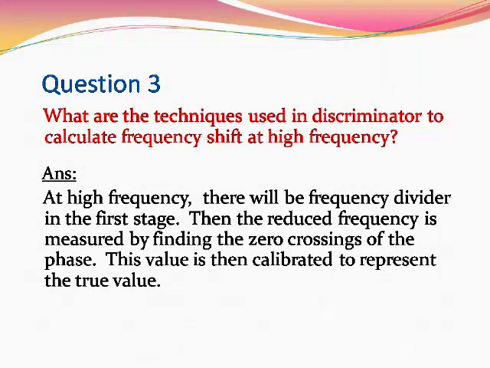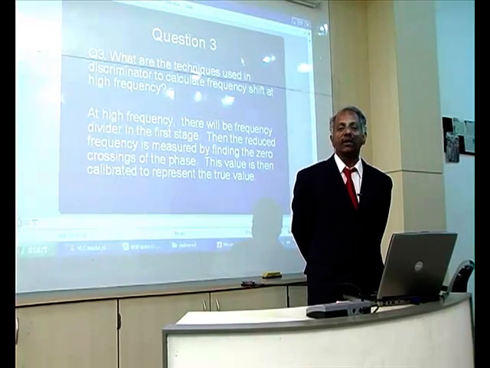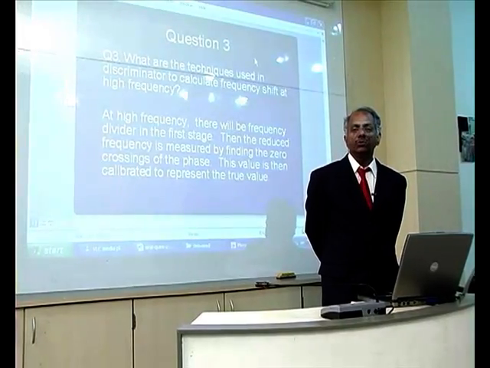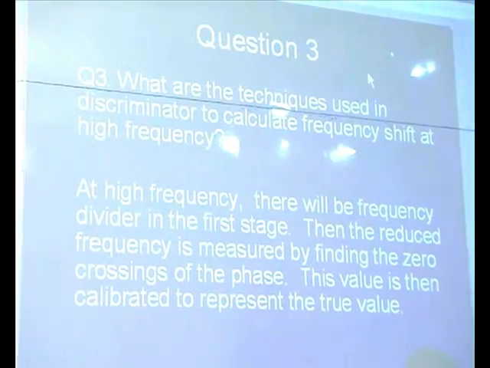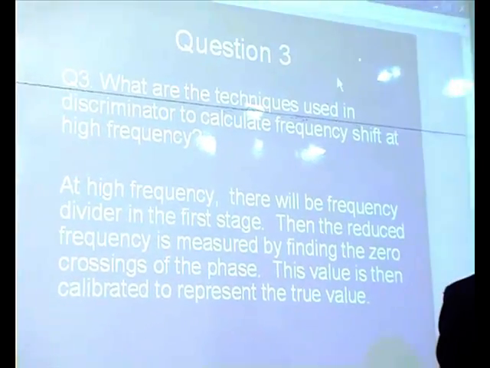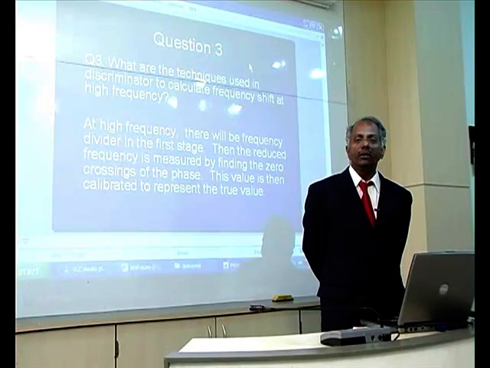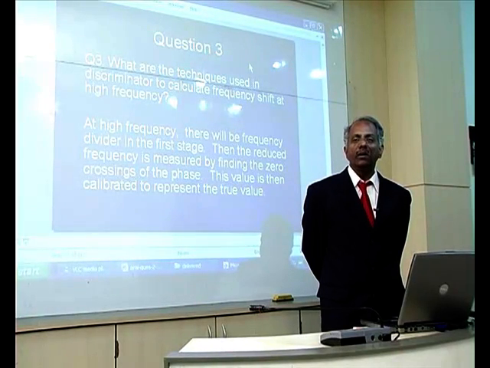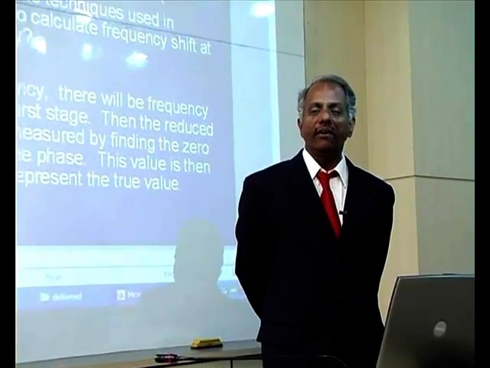Sir, what are the techniques used in the discriminator to calculate the frequency shift at high frequencies? A discriminator is supposed to give us the frequency of the input signal. So if the frequency of the input signal is very high, in the first stage, we are going to use a frequency divider and reduce the frequency so that we can make an accurate calculation of the zero crossings of the signal and make the measurement more precise. So depending on the input signal frequency, we try to use a chain of 2 or 3 frequency dividers and bring it down to an acceptable value and then measure the frequency. Finally, calibration will be done depending on the number of reductions that are done previously.